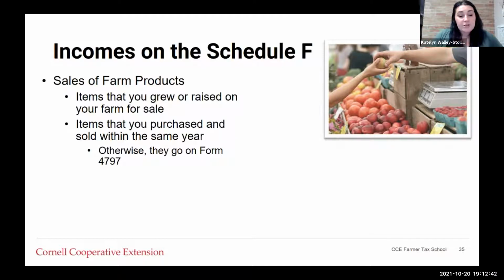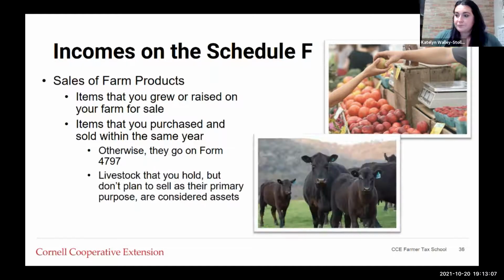If you purchase items and you sell them in the same year, so it's not something that you raised on your farm, those are also claimed on your Schedule F. If you purchase something that is sold later on, so this would be some breeding livestock would be a good example, they're going to go on the form 4797 in most cases.